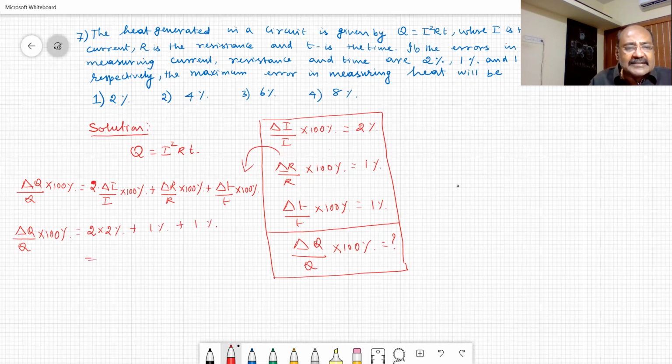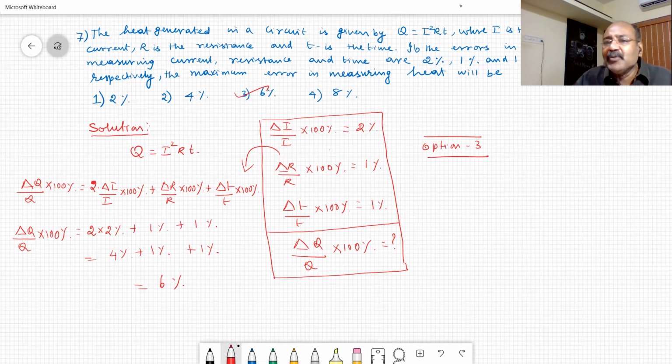So what will be your answer? 4% plus 1% plus 1%. So you will be getting the answer as 6%. So the answer is the third one. The correct option is option number 3, with the help of which we can calculate the percentage error in calculating the amount of heat energy when a current of I ampere passes through a resistance of R for a time of T seconds. Hope you should have understood this problem.